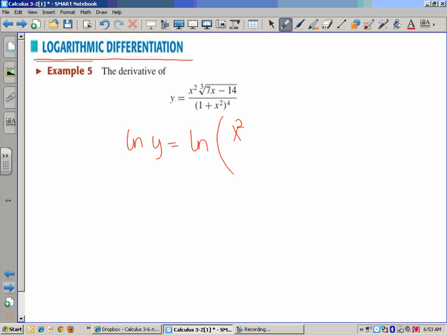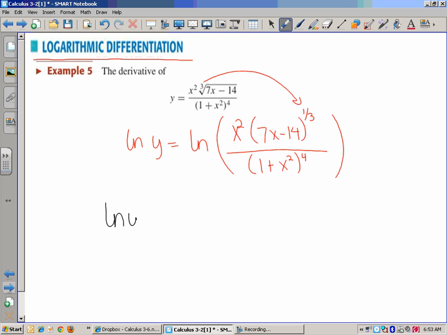And I'm going to switch a few things while I'm here, because I like using my power rule, and then I have it written like that so I don't forget it. So all I did was convert this cube root to a 1/3. Okay, so now once I have it written as that, I'm going to use log properties to simplify the right-hand side. So the natural log of y is equal to the natural log, and I'm going to do it in 2 steps.